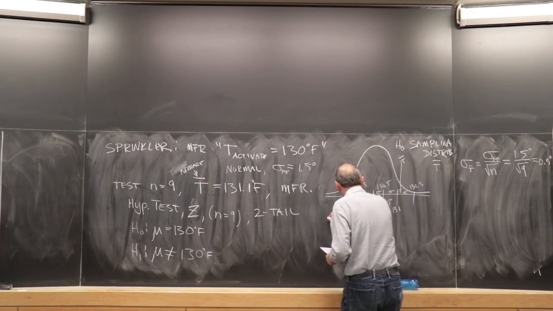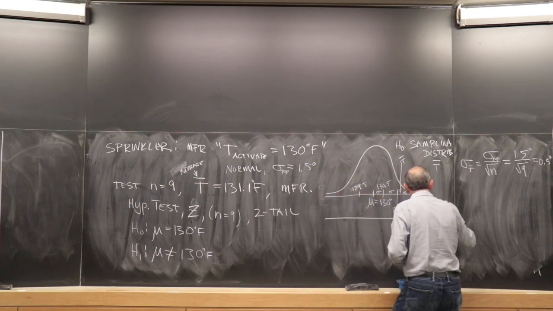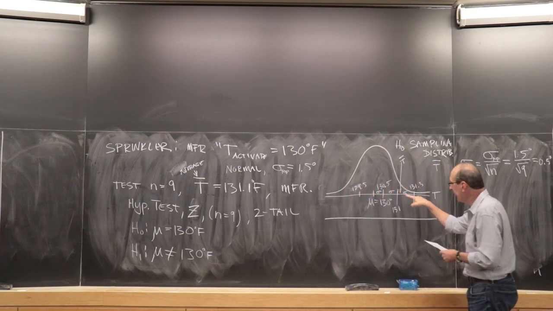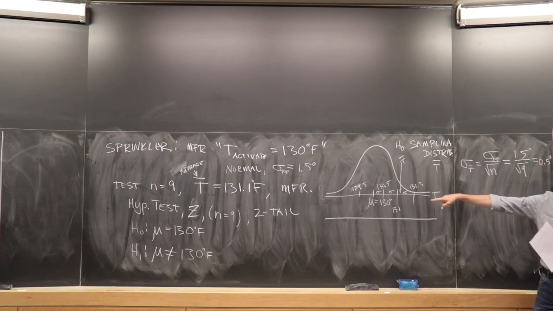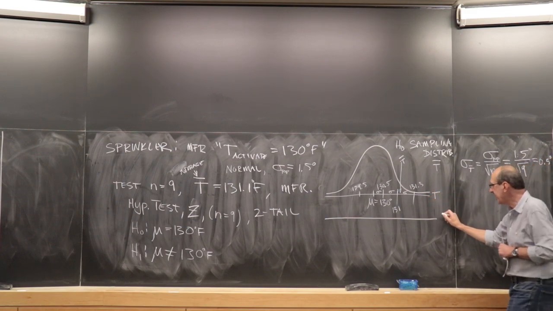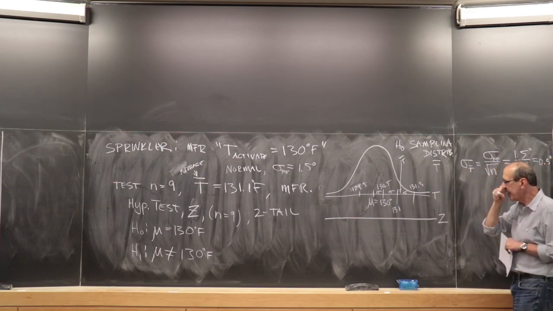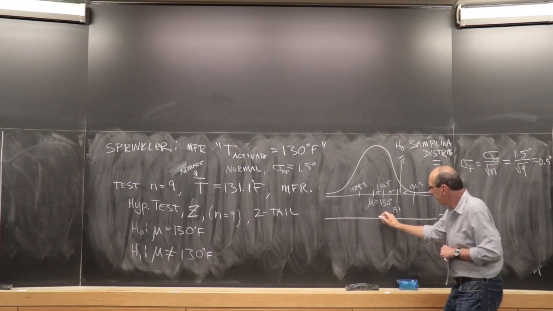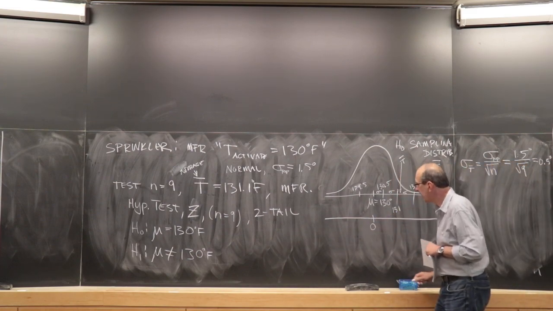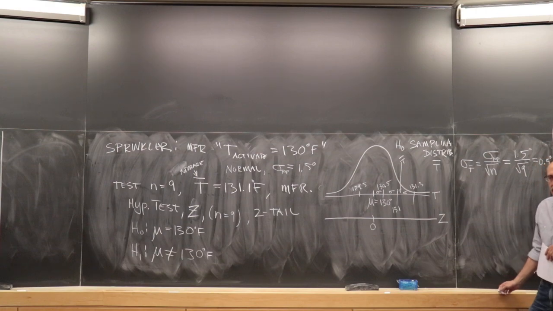So I'm going to draw a second axis on here. This is the t-axis. These are in physical units, the things we actually measure. This is the z-axis that corresponds to this. And for z, the center is always at 0, the standard normal, centered at 0.